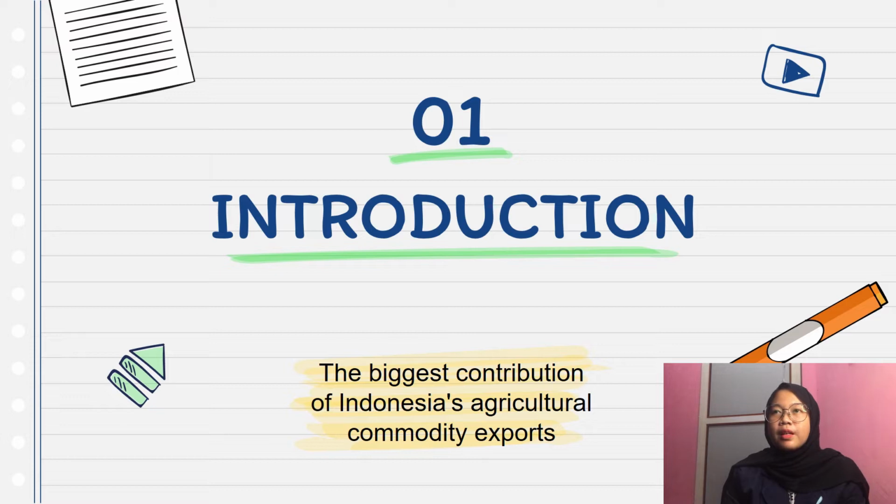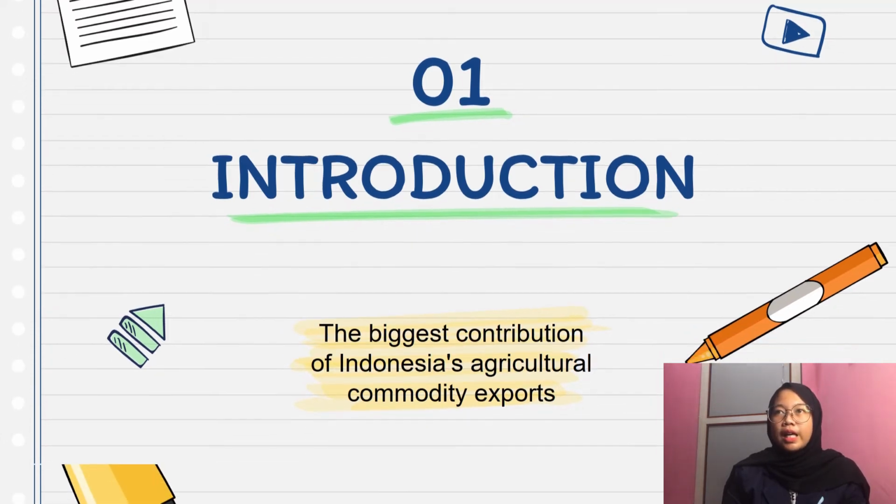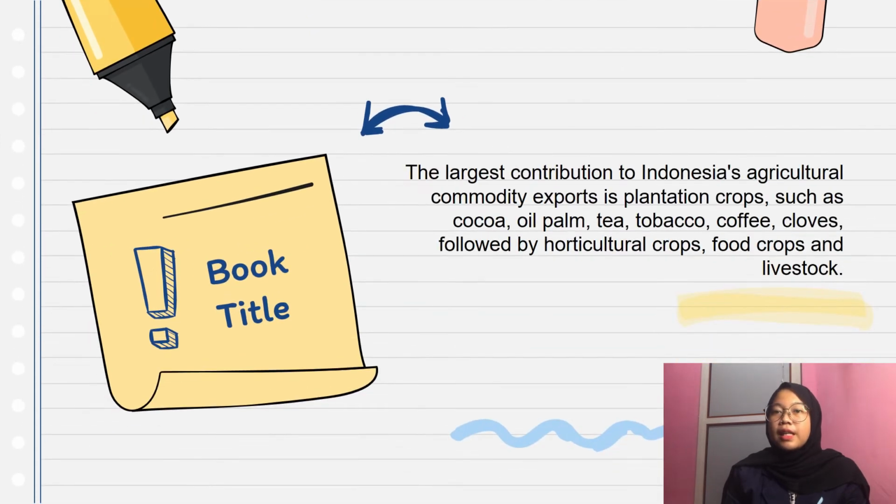Introduction. The largest contribution to Indonesia's agricultural commodity export is plantation crops, such as cocoa, oil palm, tea, tobacco, coffee, cloves, followed by horticultural crops, food crops, and livestock.